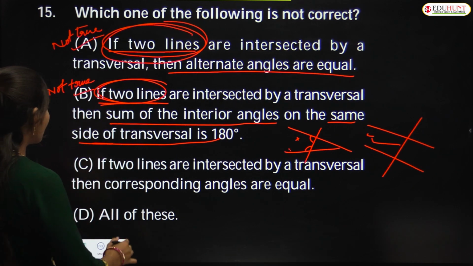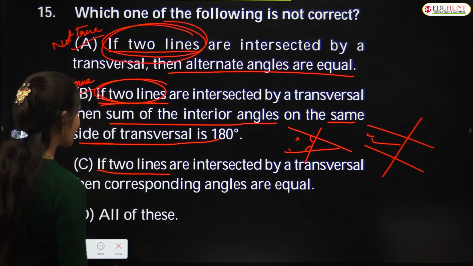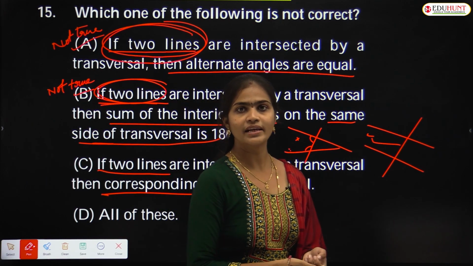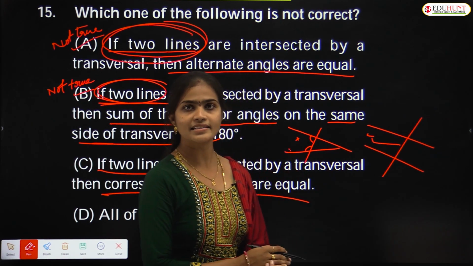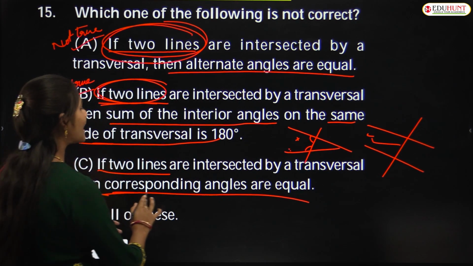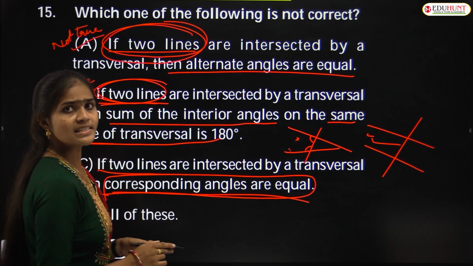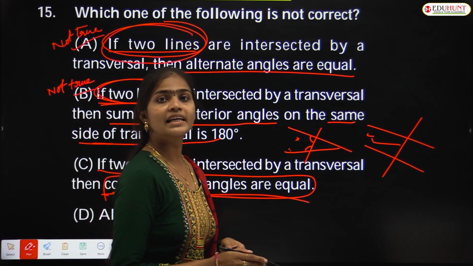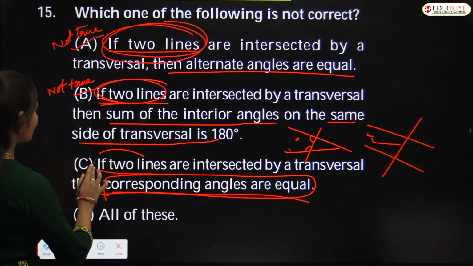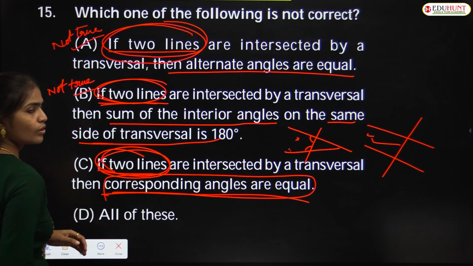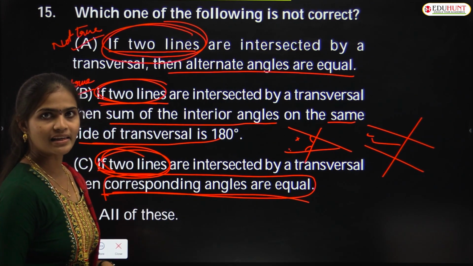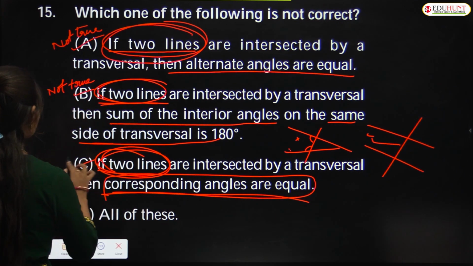Okay, come to the next one. If two lines are intersected by a transversal, the corresponding angles are equal. Here also, two lines are intersected by another line, that is a transversal. But they are saying that corresponding angles are equal. When can we say that corresponding angles are equal? If the given lines are parallel, then only corresponding angles are equal. But here also they are mentioning only two lines, they didn't give the condition that those two lines must be parallel. That's why this is also not true.